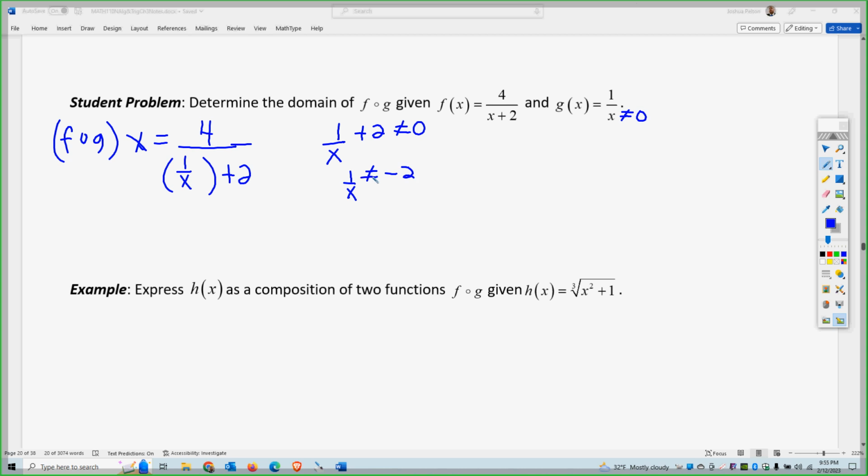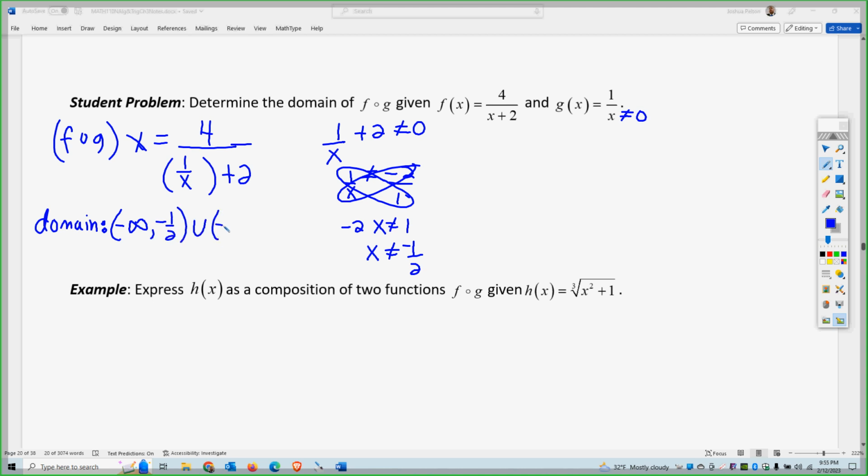So what we'll do is I'll put this over 1 so I can cross multiply. So I get negative 2x equals 1, right? So let me cross multiply this way. So x cannot equal negative 1/2, correct? Okay, so my domain can be any value of x except for negative 1/2 and 0. So negative infinity to negative 1/2 union negative 1/2 to 0, and then 0 to infinity.